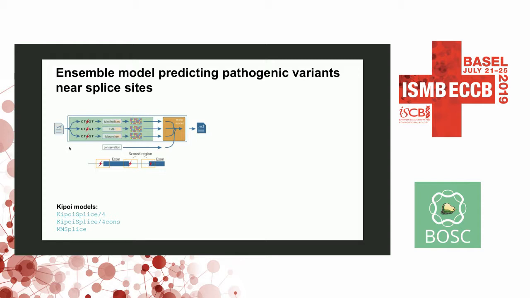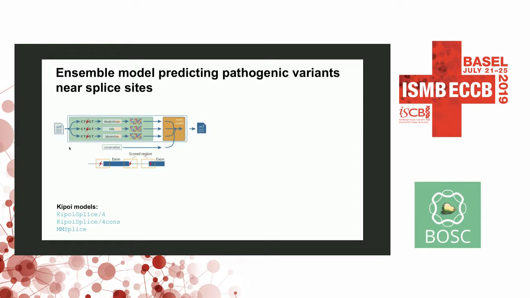And finally, having this repository of standard models, one can quite easily create ensemble models. So combine models to create new models. And this is a very well-used strategy to score variants. Most of the variant scoring methods out there are based on integration of different data and different predictions.